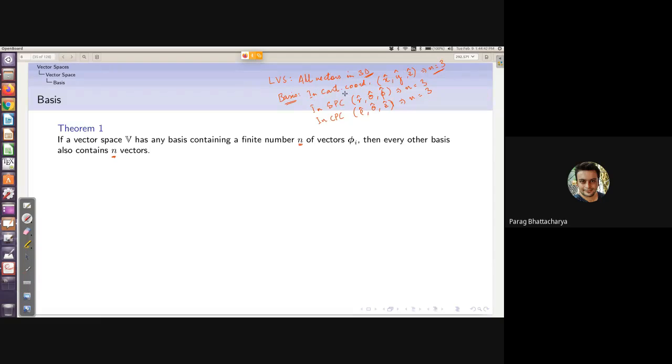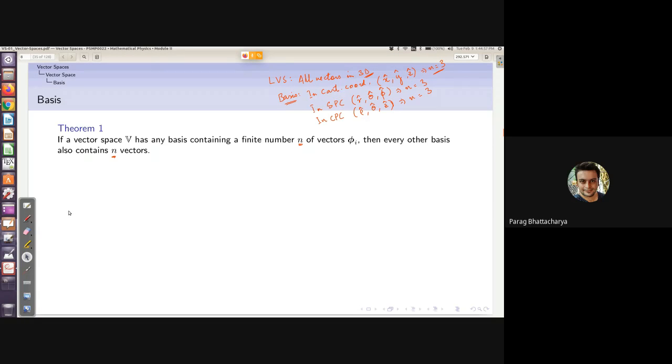It's not possible that in Cartesian coordinates we have 3 bases, but in spherical polar coordinates we have only 2 bases, and cylindrical polar coordinates we have 4 bases. That is not possible. In every other basis, there will be 3 vectors. Okay, so that's your first theorem.